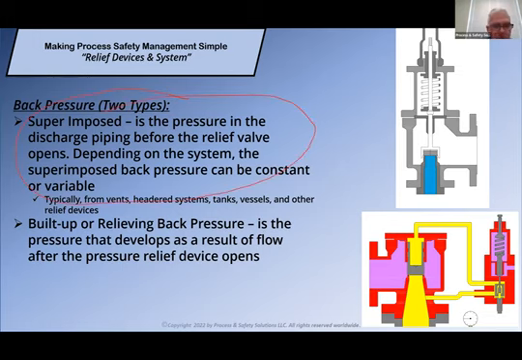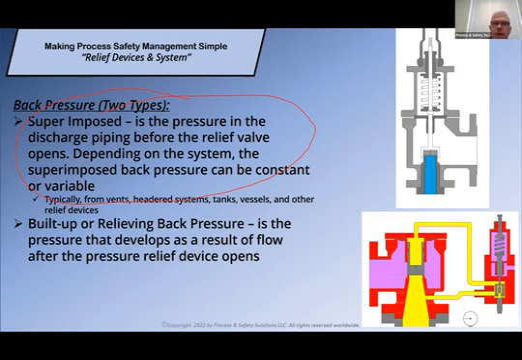It typically, again, comes from vents, headered system tanks, vessels, and other relief devices as well. So if you have your system headered together, so you have more than one relief valve relieving into the same header, when one is relieving, the other could be affected by the back pressure and not relieve as well.